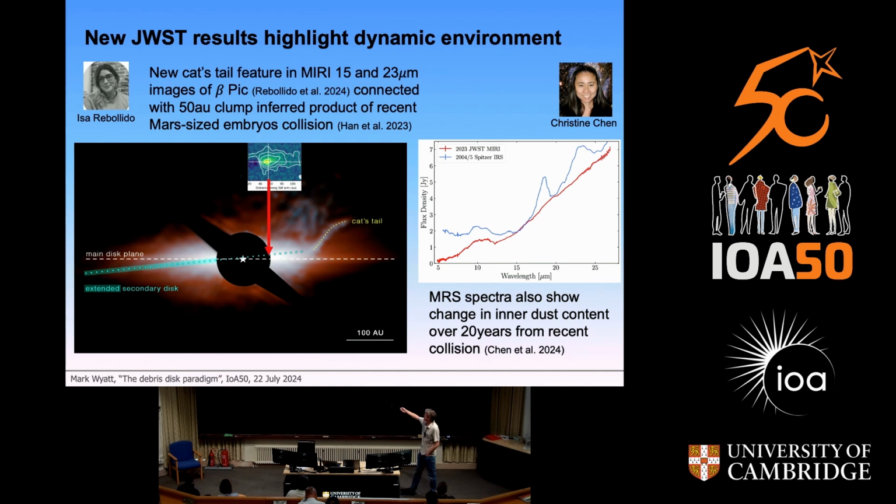For example, Ethan's image of the mid-infrared imaging finds this new structure which she calls the cat's tail. It's made of micron-sized dust grains that are inferred to have been created some order of a century ago in a collision between Mars-sized planetary embryos at this location in the disk, and we're seeing the small dust grains that are getting ejected from the system.